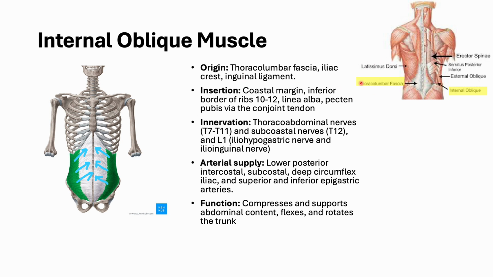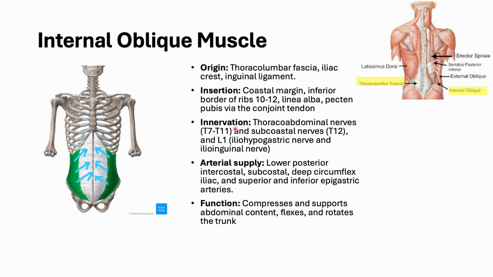So I just put a picture here just to show the thoracolumbar fascia, and then here's the internal oblique coming off. Insertion is going to be the costal margins, inferior borders of the ribs, specifically 10 to 12, linea alba, and then the pecten pubis by the conjoint tendon.